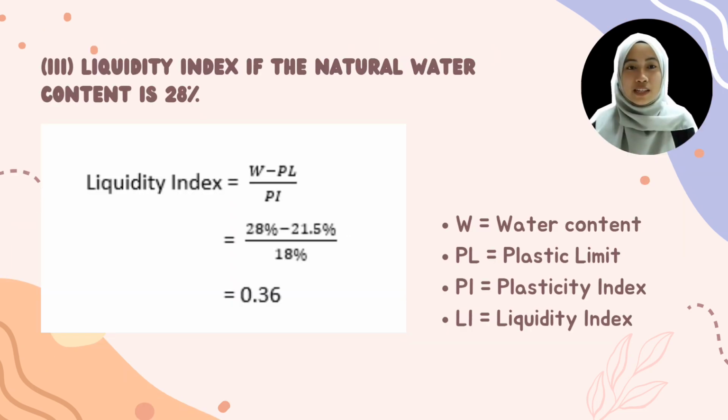For the last question is the liquidity index if the natural water content is 28%. So, how to calculate the liquidity index? By using the liquidity index equation, which is W minus PL divided by PI. In this equation, W stands for water content, PL stands for plastic limit, and PI stands for plasticity index.